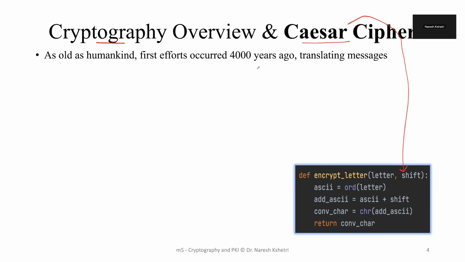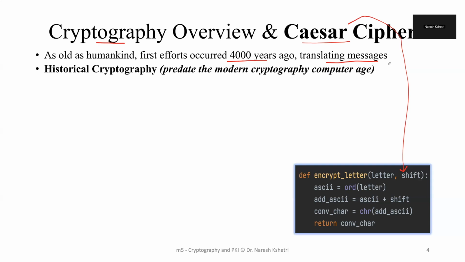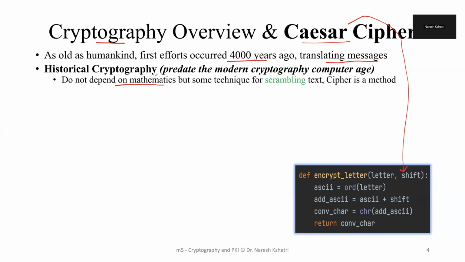It occurred almost 4,000 years ago, just for translating messages. Message translating means from one form to another form. That means the letters are replaced by other letters or other characters. So historical cryptography predates modern cryptography, which depends on mathematics. But there are some techniques for scrambling the text, and the cipher is a method used for that. To scramble the characters and hide their value, ciphering is the process used at that time.